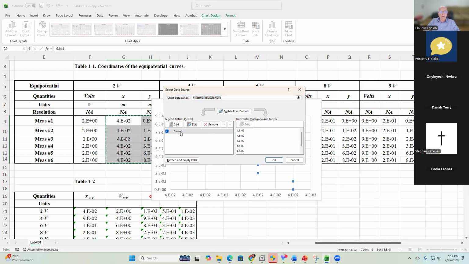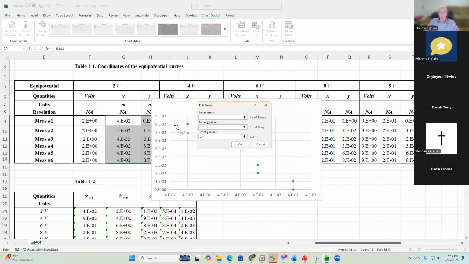Series 1 is the first set of points that you plotted there at 2 volts. But now we are going to add another option right here. We're going to add another set of data points. The next set of data points are going to be called 4 volts. Okay?